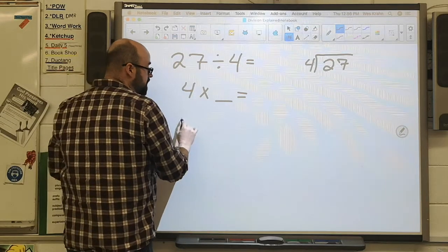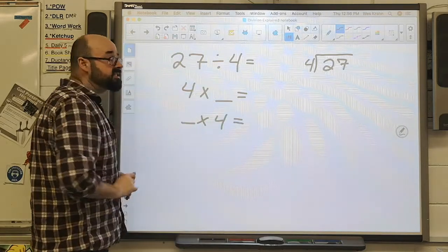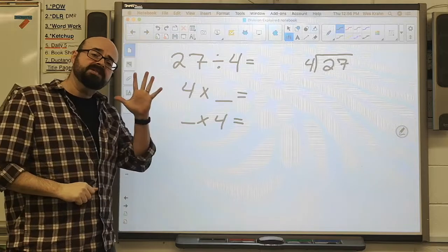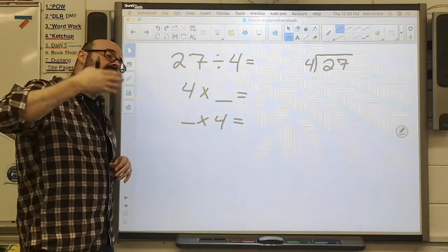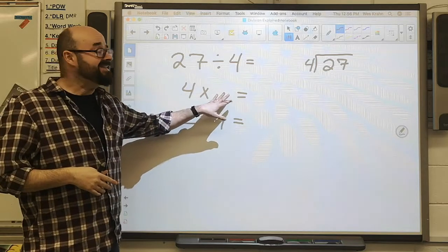4 groups of something, or something groups of 4. I want to make sure I write down both of these. And then I guess and check. I always guess 5 if I have no idea, and the reason for that is because then I can go higher or I can go lower. 4 groups of 5 is going to be 20.